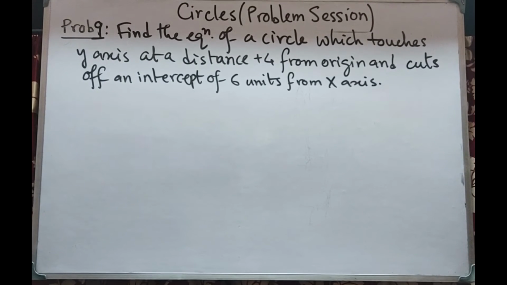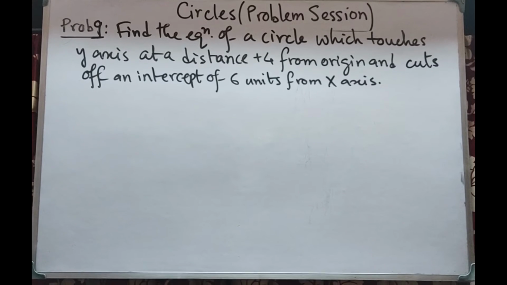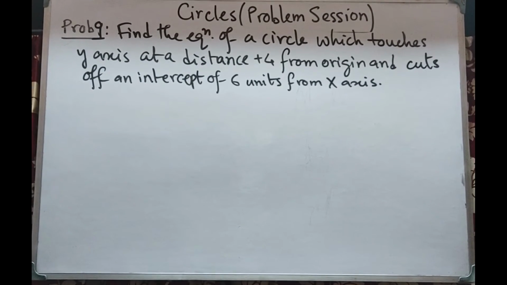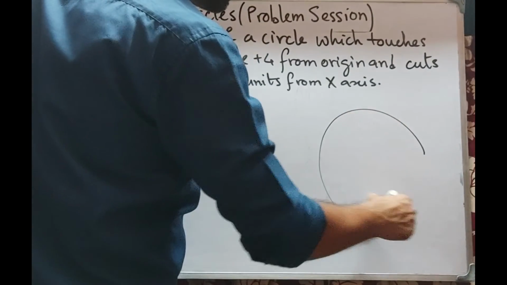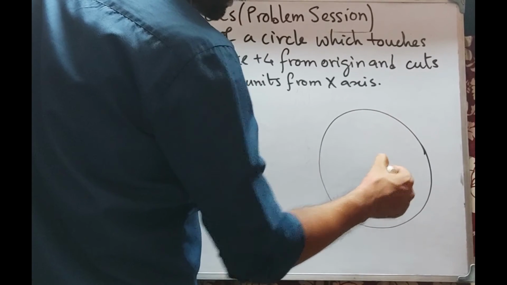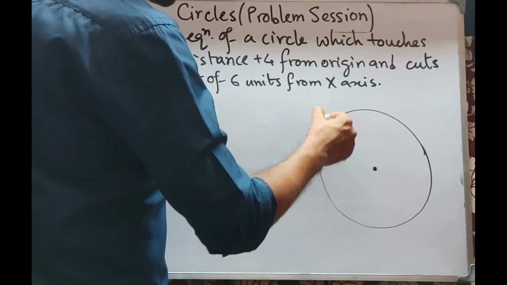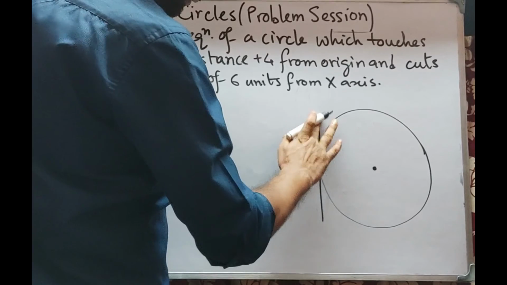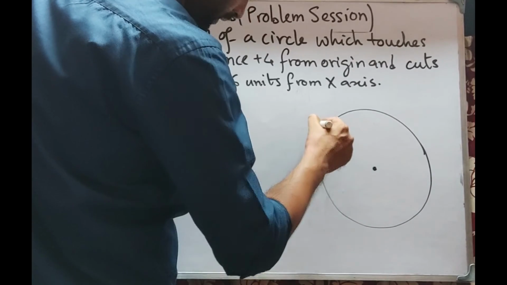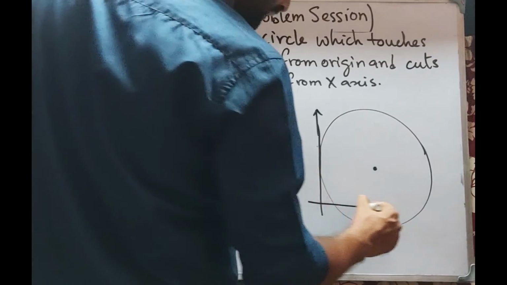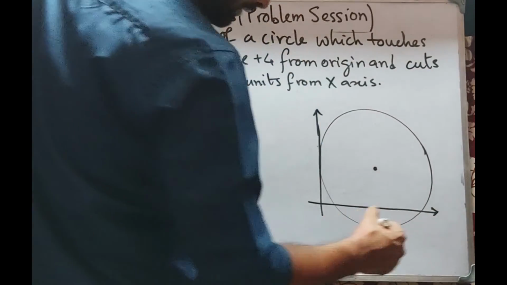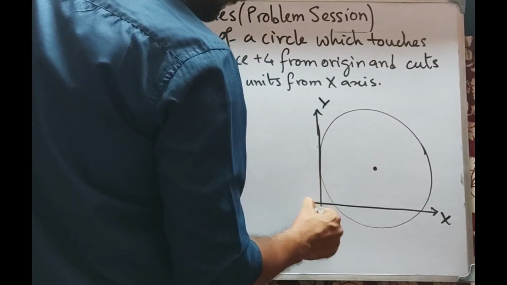The question says, find the equation of a circle which touches the y-axis at a distance plus 4 from the origin and cuts off an intercept of 6 units from the x-axis. So let us first see the picture. Say this is the center and it's touching the y-axis, so it's something like this. And it is cutting off an intercept of 6 units from the x-axis.